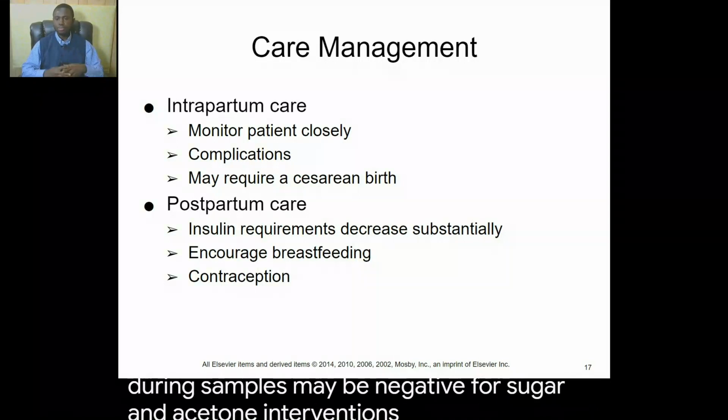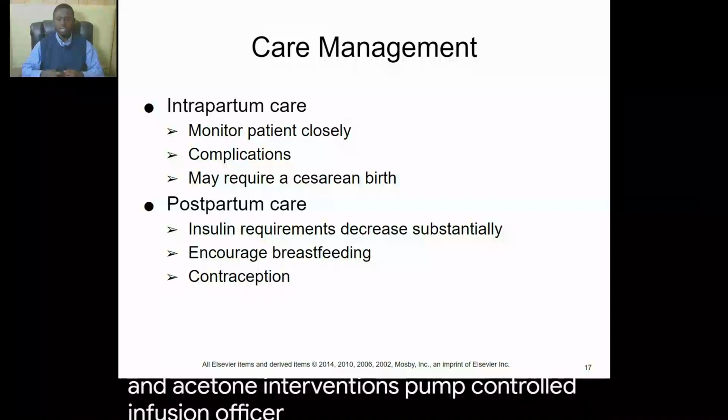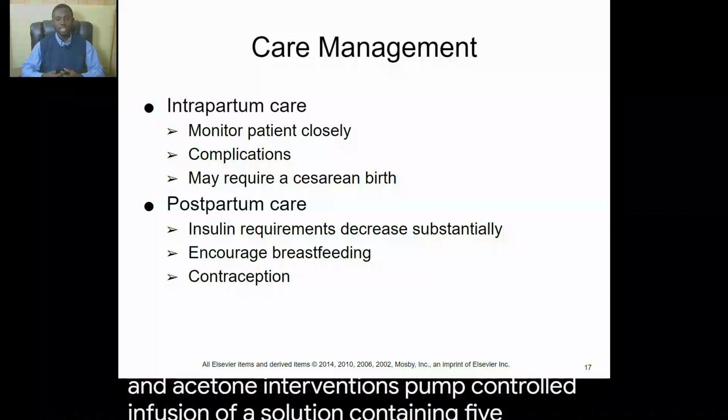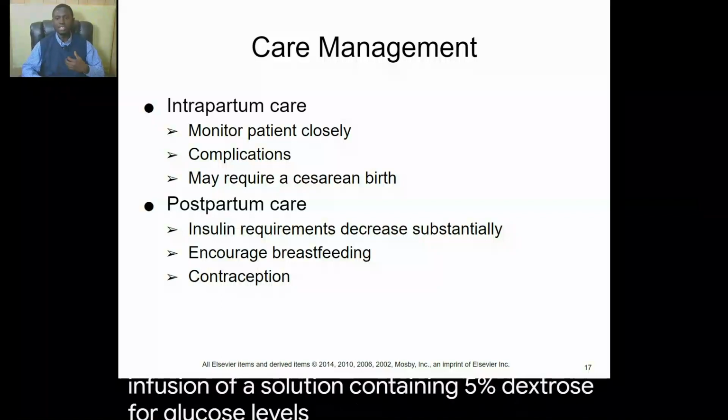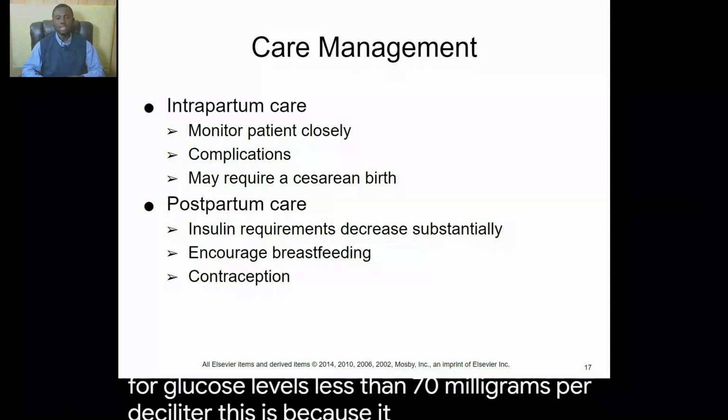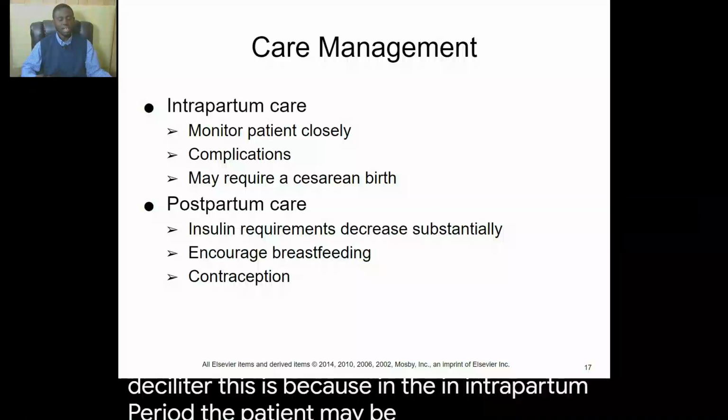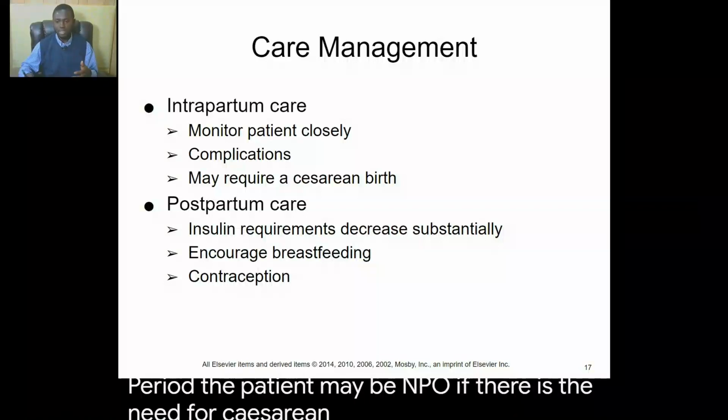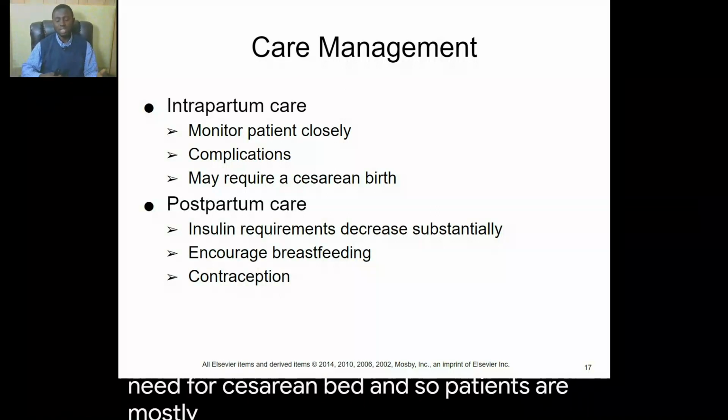Interventions include administration of a piggybacked pump-controlled infusion of a solution containing 5% dextrose for glucose levels less than 70 milligrams per deciliter. This is because in the intrapartum period, the patient may be NPO if there is the need for cesarean birth, and so patients are mostly kept NPO during the birthing process.